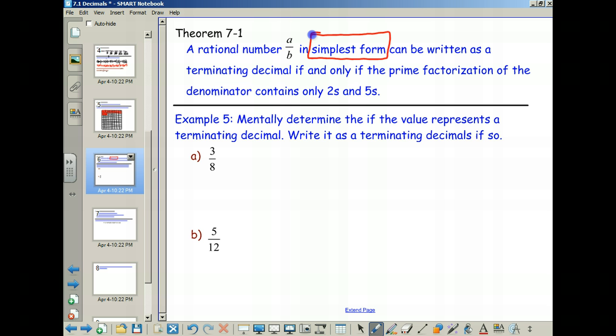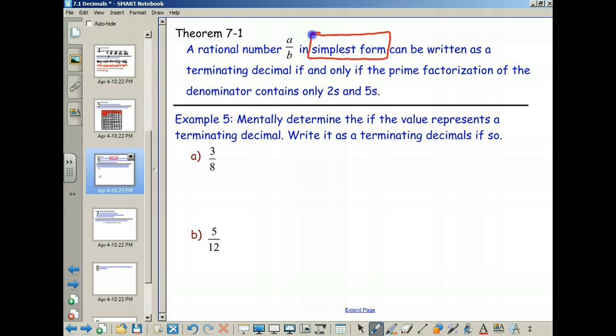Okay? So we take the denominator and we make the denominator into all the prime factors that it has. And we'll do that for part B, so you can see it work. Once you do that prime factorization, if the prime factorization of the denominator has only 2's and 5's, then you can write it as a terminating decimal. If it doesn't have 2's and 5's, then you can't. Okay, it only has 3 in there.